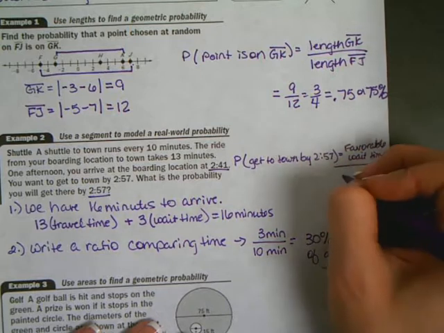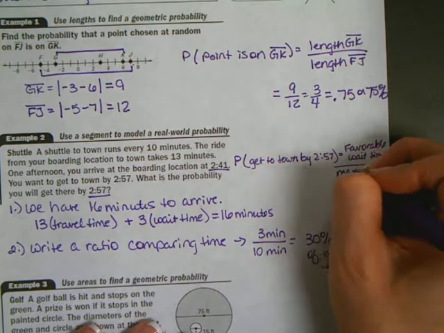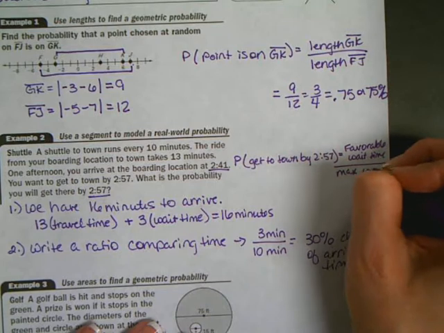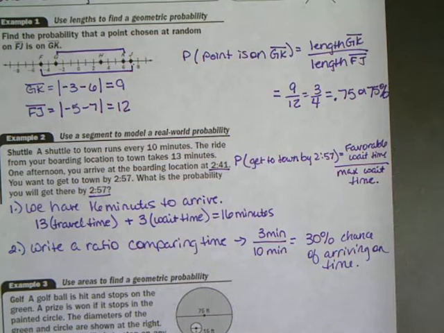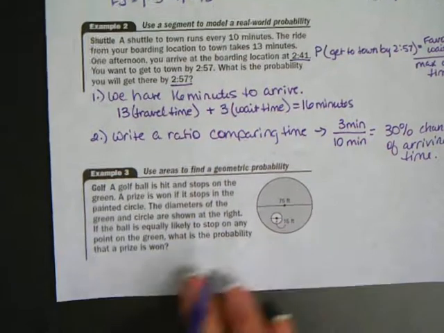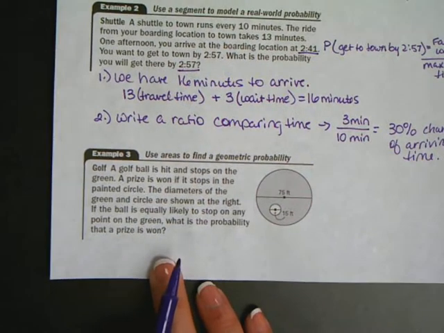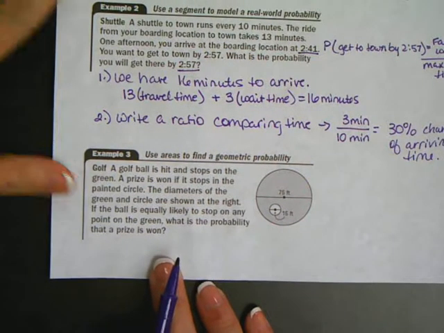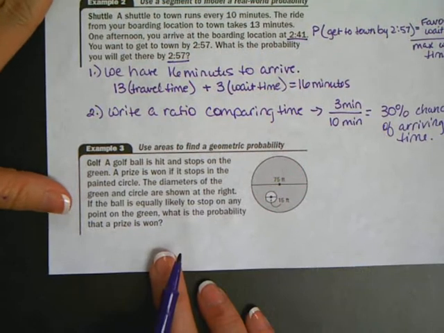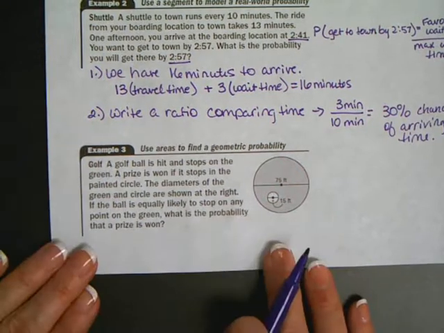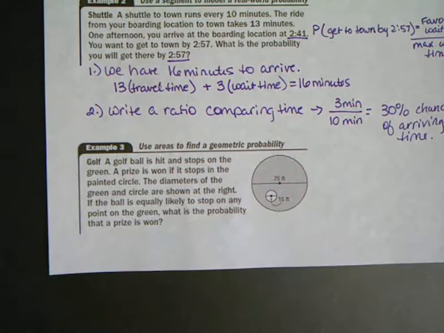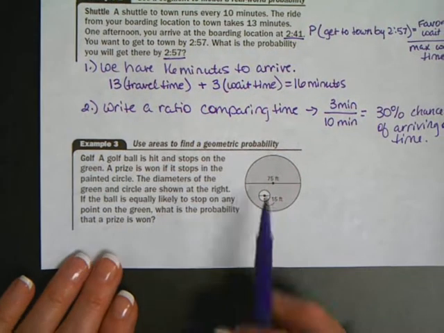Lastly, we're going to use areas to find geometric probability. You know when you go to carnivals and you want to throw something at a certain region, and then you get a prize, and the closer you get to that region, the better the prize is. Well, those are all probability types of problems, and so we're going to figure out the probability of what it would take to win this particular game. A golf ball is hit and stops on the green, and this shaded region here is the green. It stops in the painted circle right here. The diameters of the green and circle are shown at the right.